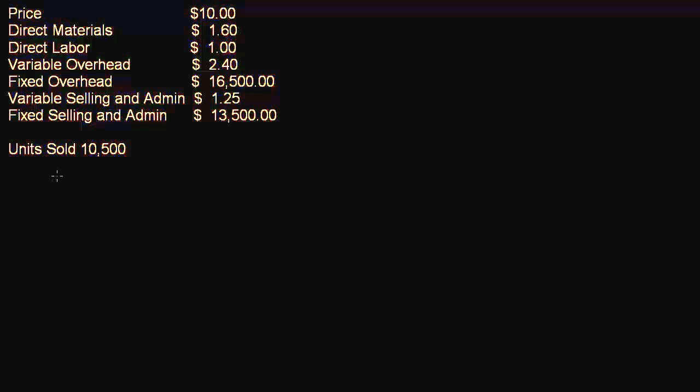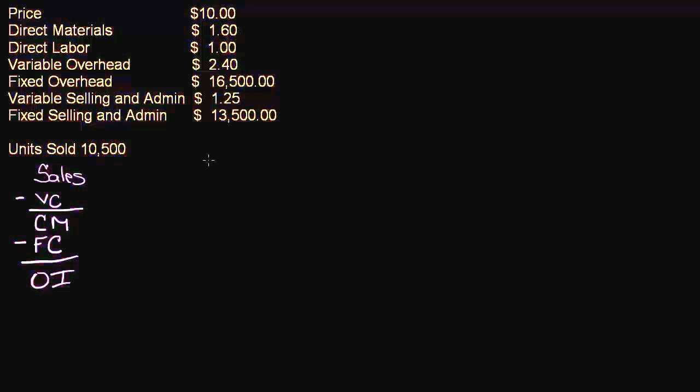First, let's look at the format of the income statement. A contribution margin income statement is sales minus variable cost equals contribution margin minus fixed cost equals operating income.